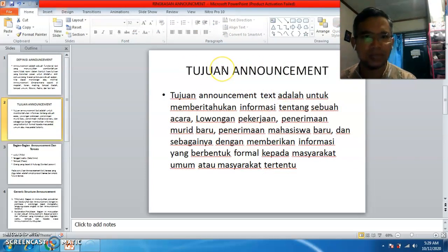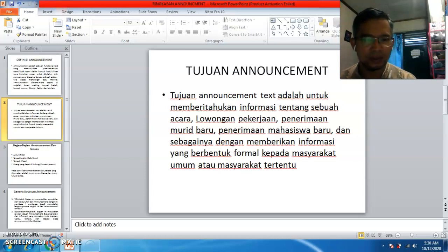What is the announcement's aim, or what are the purposes of the announcement? Look here. The purpose of the announcement text is telling information about an event, or job information, or new students accepted, etc.